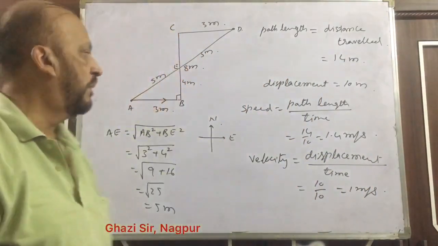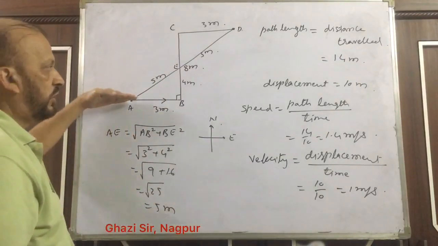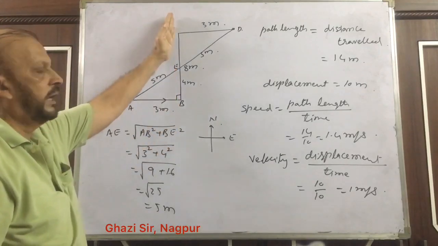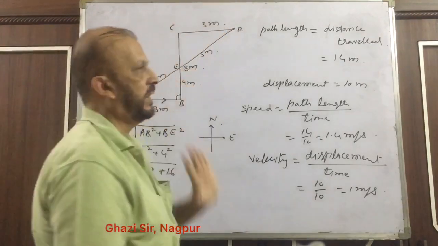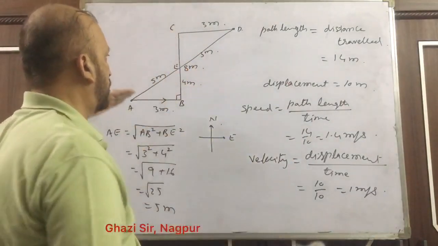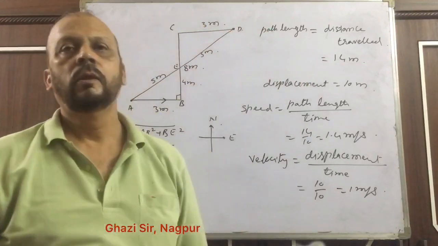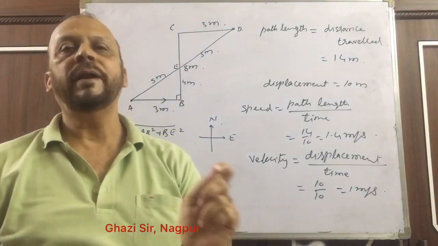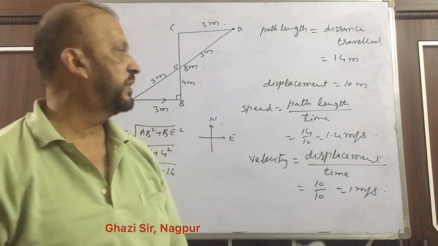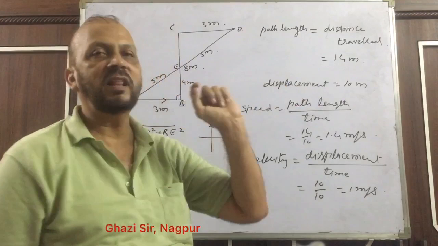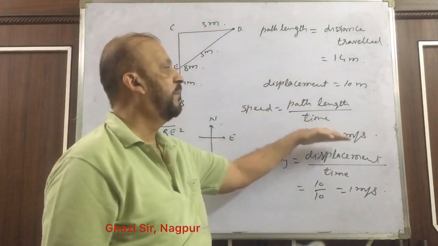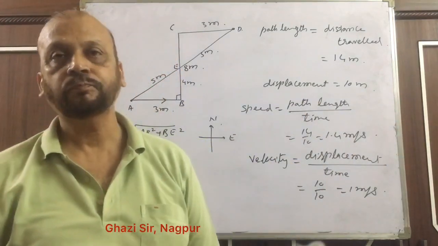So when the particle is moving towards east 3 meter, towards north 8 meter, again towards east 3 meter, then total path length was 14 meter, but displacement was the shortest distance, that was 10 meter. Suppose the total time taken by the particle is 10 seconds. Then we will calculate speed, which is equal to path length upon time. So path length was 14 meter, time is 10 seconds. So 14 by 10 was 1.4 meter per second.